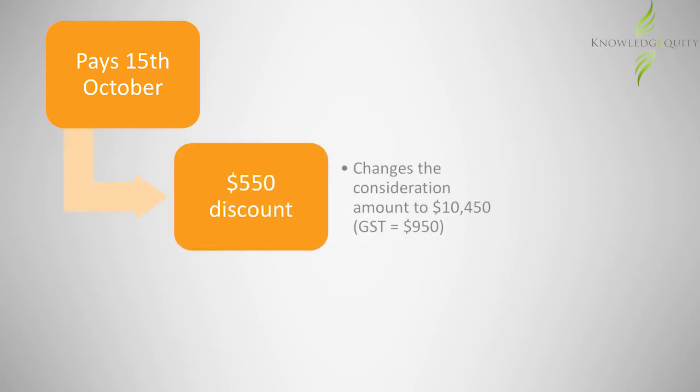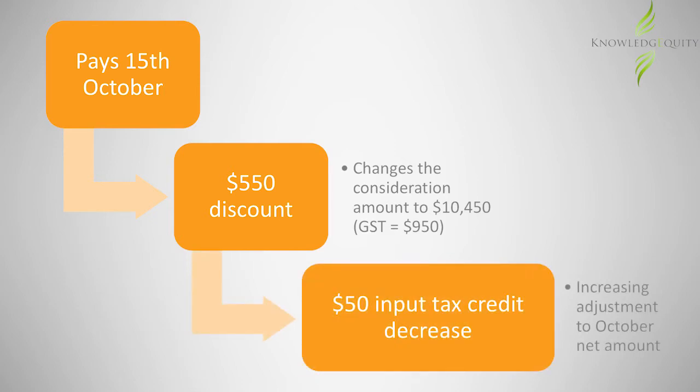SSP then takes up the $550 discount by paying the invoice on the 15th of October. This changes the consideration amount and therefore SSP has an increasing adjustment of $50 in October. This is a $50 input tax credit decrease, which increases the net amount in October.